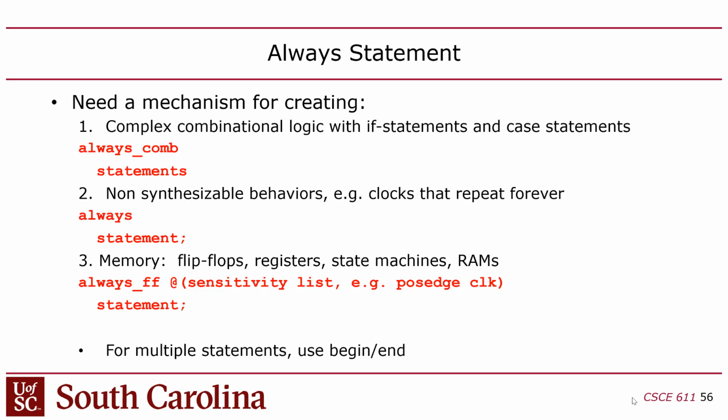But if you create an always underscore FF, you have to explicitly give the sensitivity list, because whenever you have memory, you can have inputs that change that actually don't activate that always statement, right? So in the case of, for example, a RAM or a flip-flop, you might say always underscore FF at, and then you would say posedge clock, meaning it's sensitive to the rising edge of the clock. And I'll show some examples of that here in a minute. I'm just giving you a top level overview right now.